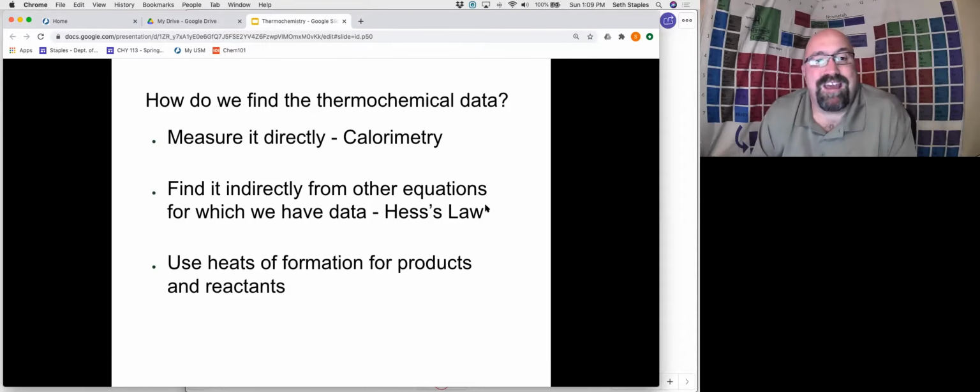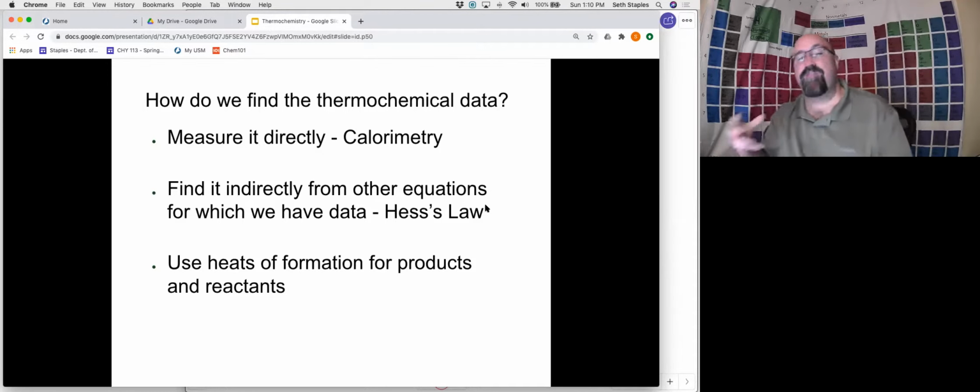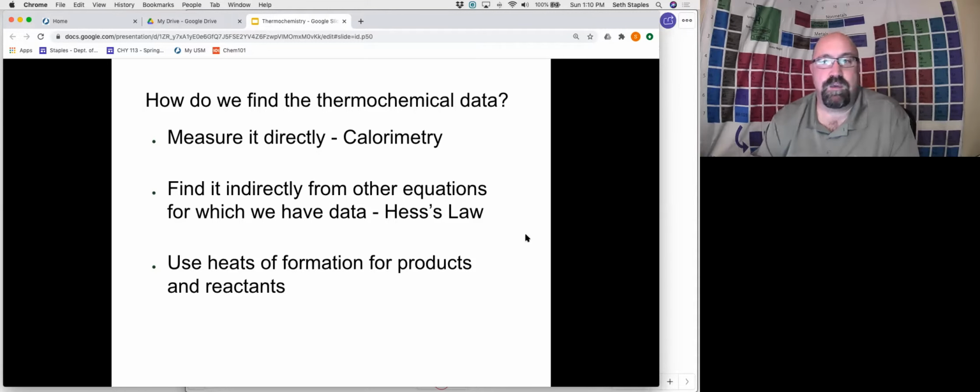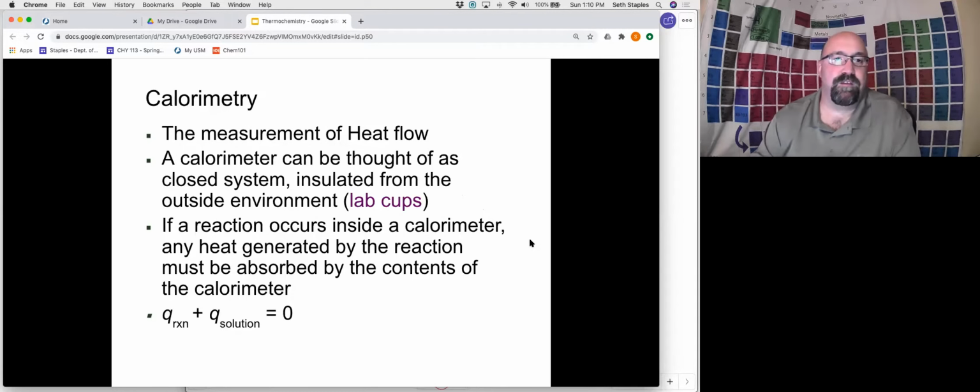We're also going to talk next time about finding the thermochemical data for an equation using other equations for which we do have data already. And that will be using something we call Hess's law. And then lastly, next time we'll also talk about using something we call heats of formation for the products and the reactants. So let's take a look at calorimetry today.